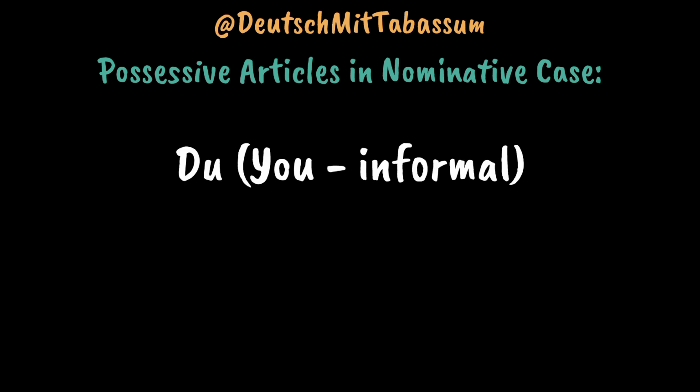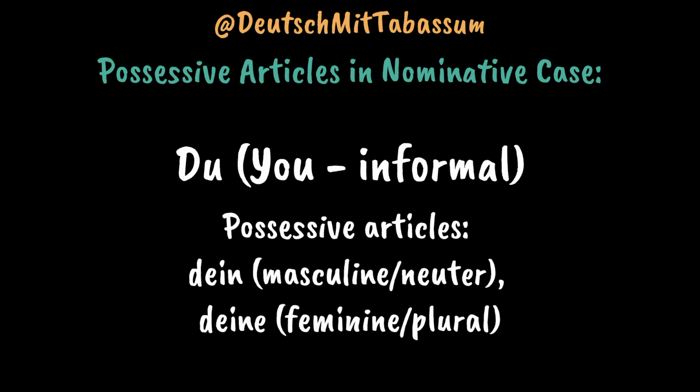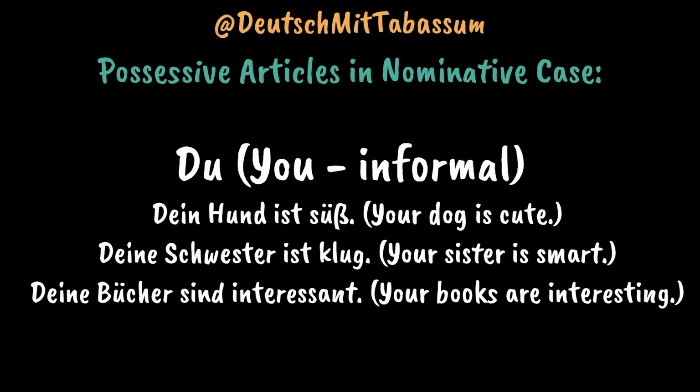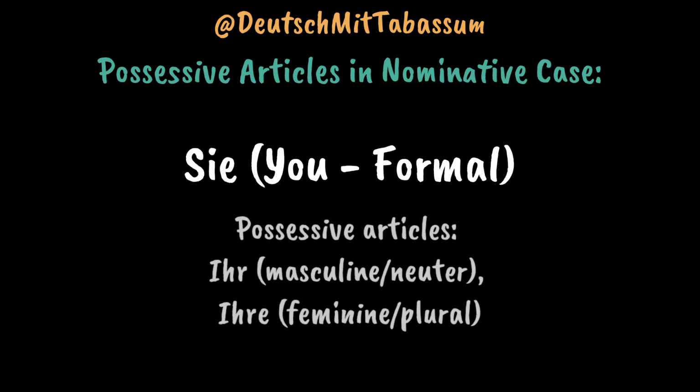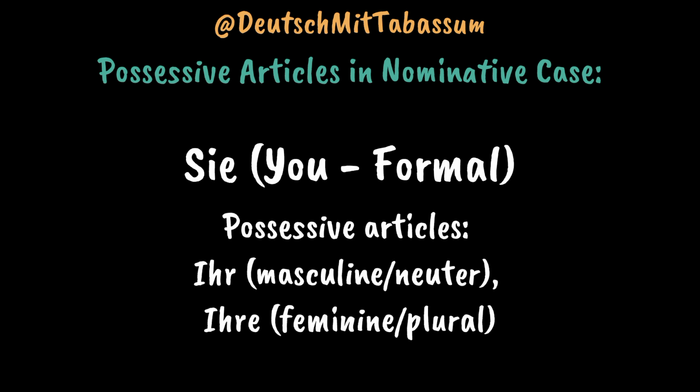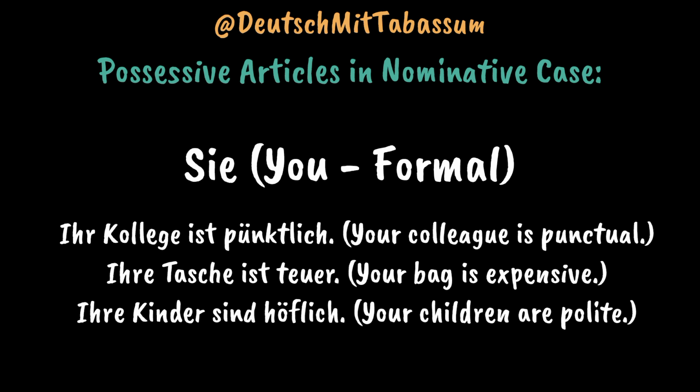The next possessive article is for du, which is you informal. The possessive articles are dein for masculine and neuter and deine for feminine and plural. The examples are dein Hund ist süß, deine Schwester ist klug, deine Bücher sind interessant. Moving on to the next, we have Sie, which is you formal. The possessive articles are Ihr for masculine and neuter and Ihre for feminine and plural. The examples are Ihr Kollege ist pünktlich, Ihre Tasche ist teuer, Ihre Kinder sind höflich.